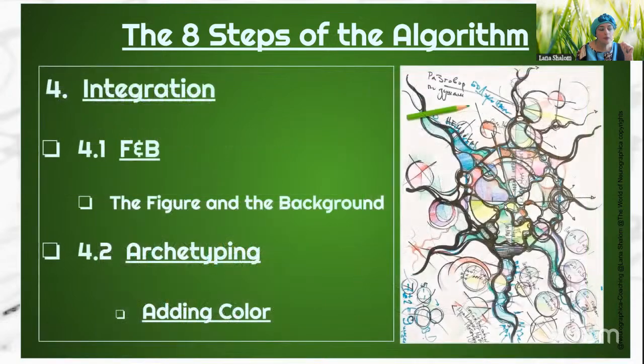Now, let's talk about the other steps. Let's finish the 8 steps of the algorithm. Let's finish discussing the base algorithm. Step 4 is called integration. It's an integration of the figure within your drawing. And the first level, 4.1, is called the figure in the background. FMB, we call it, the figure in the background.